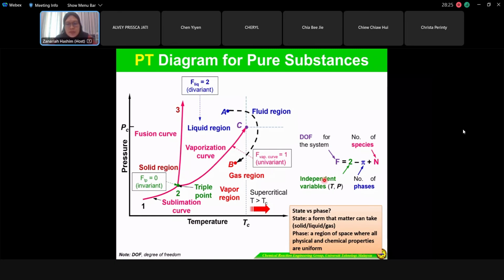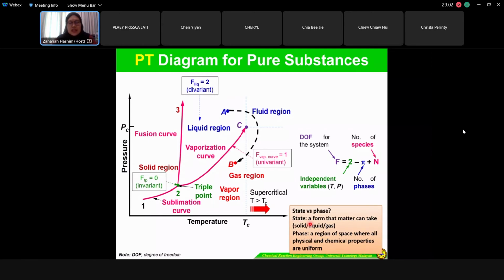Okay, so sometimes we mention state and sometimes we mention phase. These two terms are very similar but slightly different. A state is defined as a form that matter can take. So you can say this methanol is in liquid state, meaning it's in liquid form. We can also refer to the phase, which is a region of space where all physical and chemical properties are uniform. So when we say state, normally we refer to a single state.